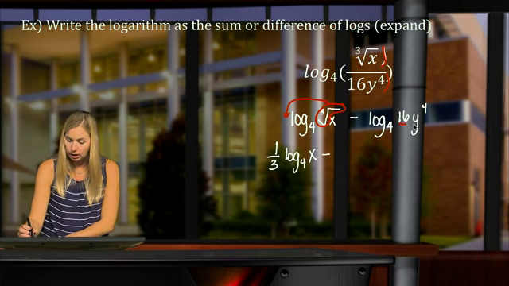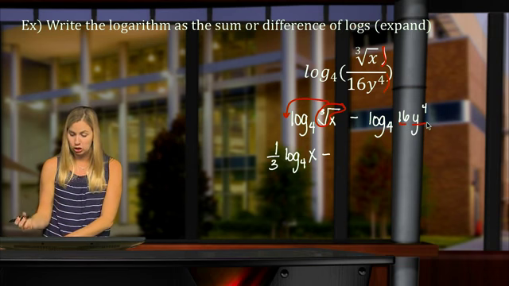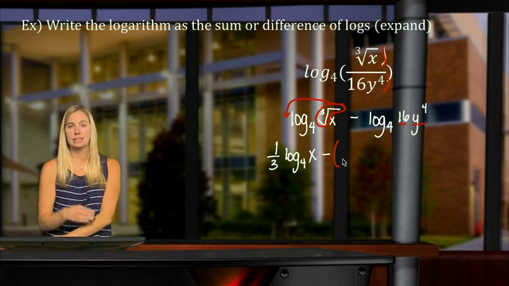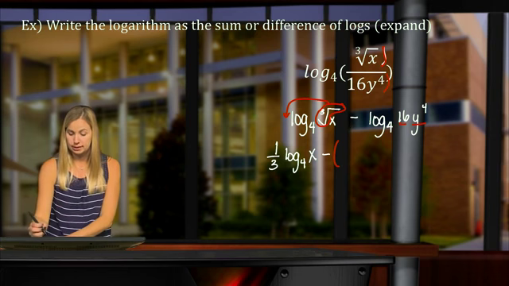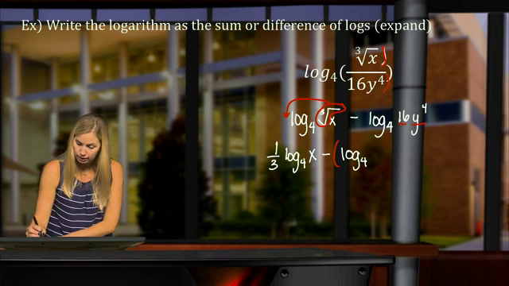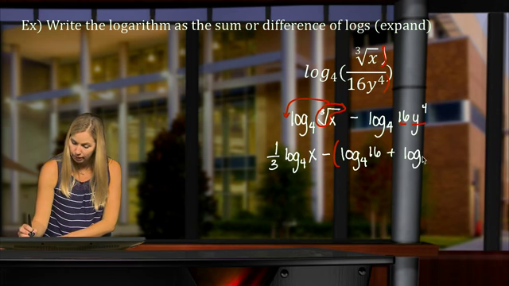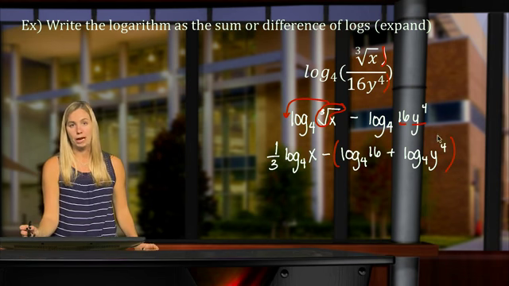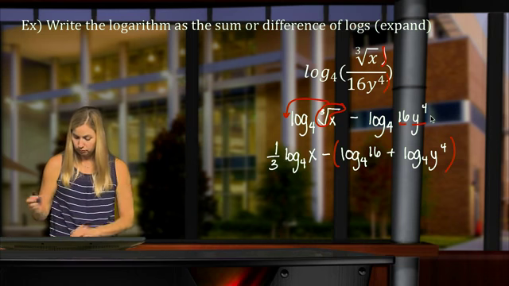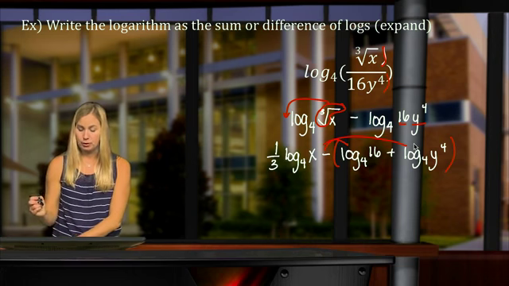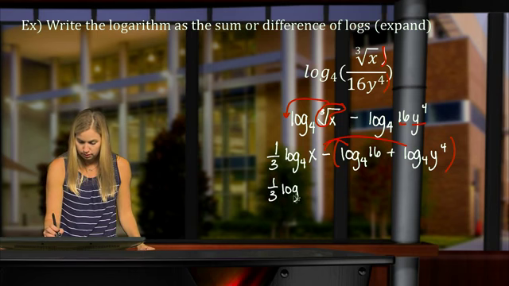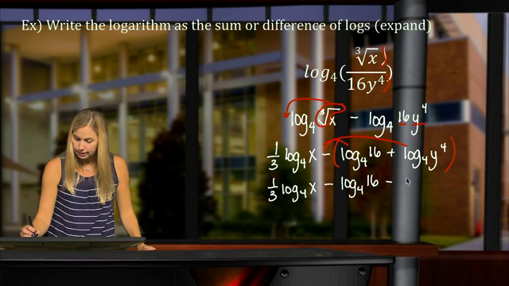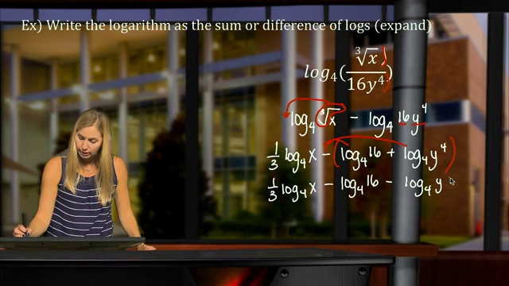But we can see here that we've got two things being multiplied, and we can expand that using addition. Since I'm subtracting this entire logarithm, I need to subtract its entire expansion, which means I'm going to use parentheses when I rewrite this. Log base 4 of 16 plus log base 4 of y to the 4th. The parentheses are keeping that entire expression of log base 4 of 16y to the 4th together. But I can distribute that minus sign to get rid of the parentheses. Minus log base 4 of 16 minus log base 4 of y to the 4th.